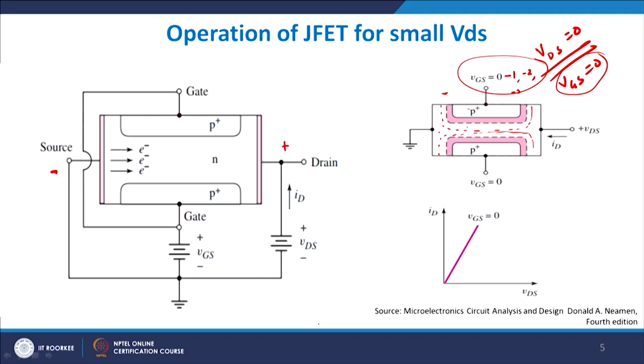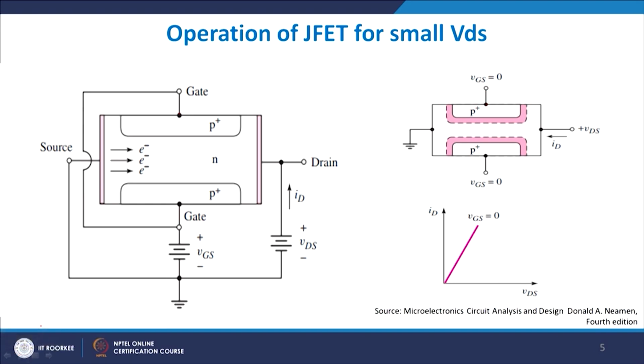Now, with this basic concept, let me explain to you this graph which is given at this point. Since you have understood how a channel will be closed, let me do one thing. Now, what I do is I make my VGS equals to 0, and then go on increasing the value of VDS, which I am doing here.